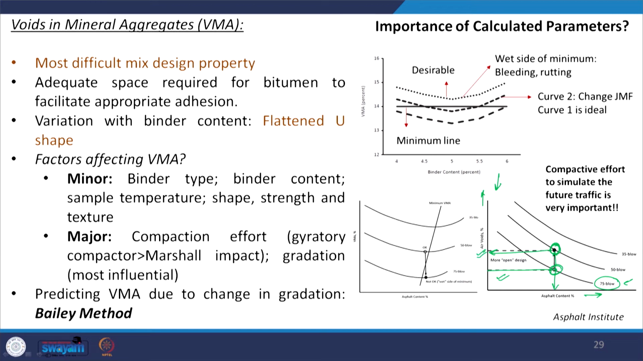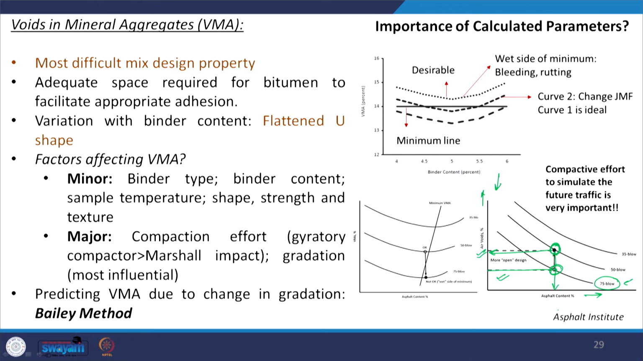So, what will happen to this mixture? Because of higher voids, this will have more water permeability, more water will be trapped, and more oxidation of the bitumen will take place because the void is high. So, this will lead to aging, moisture damage, and also the occurrence of other distresses in the field. Therefore, the compactive effort should be chosen very judiciously to simulate future traffic.